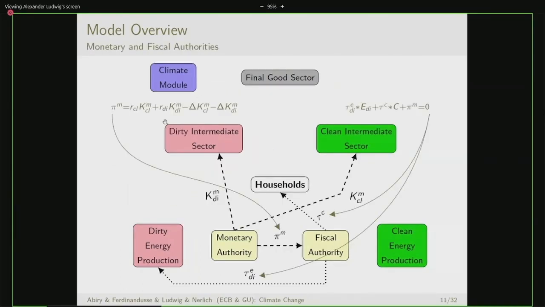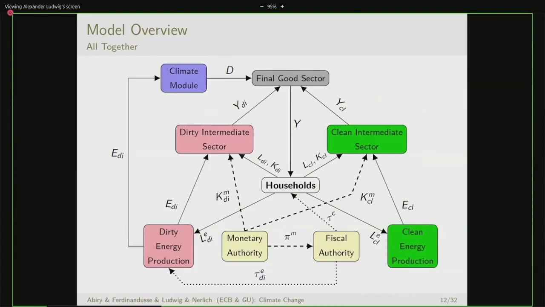Finally, the monetary authority makes profits from the returns on the capital holdings that it has. And these profits go to the fiscal authority. The fiscal authority takes these profits and rebates them as consumption taxes, and in addition may also have the carbon taxes, which then leads to an increase of the consumption subsidies, also negative taxes. So this picture summarizes all the flows of goods and services, as well as taxes and profits in the economy.